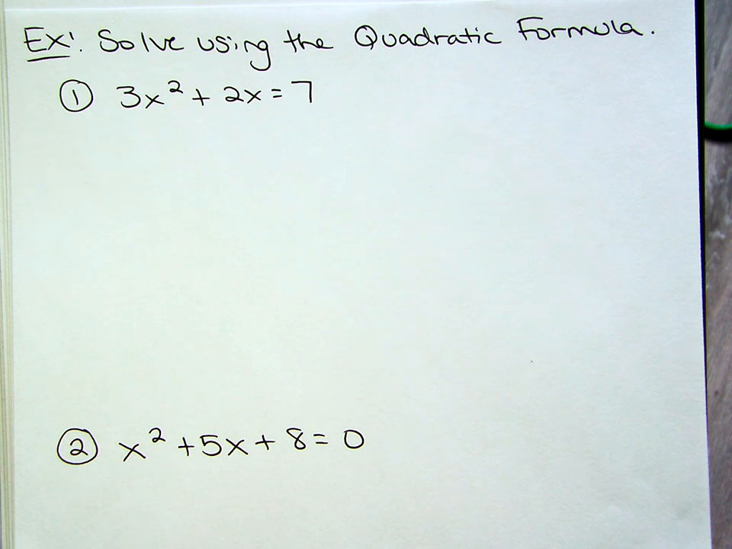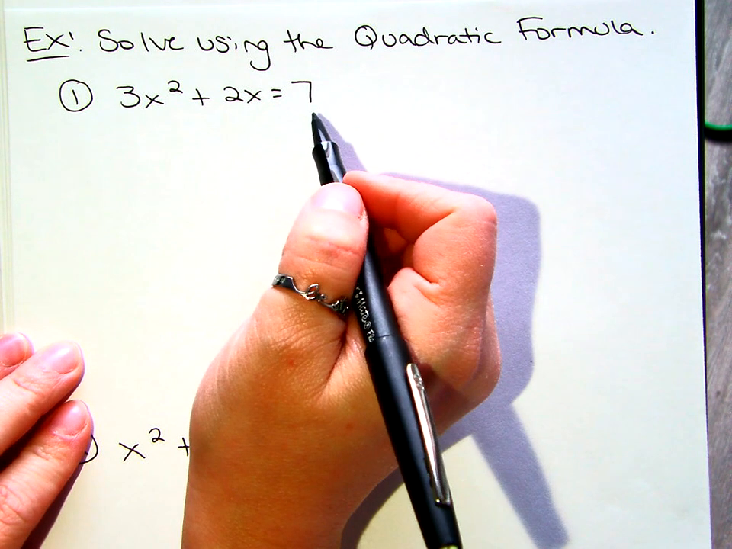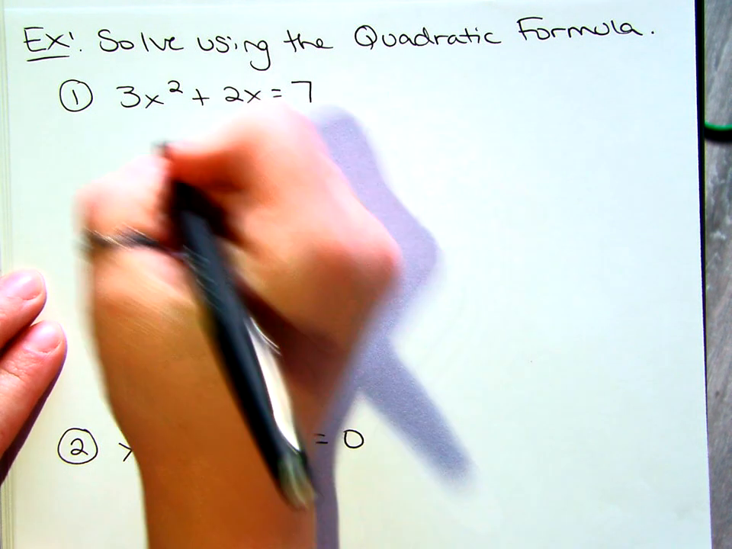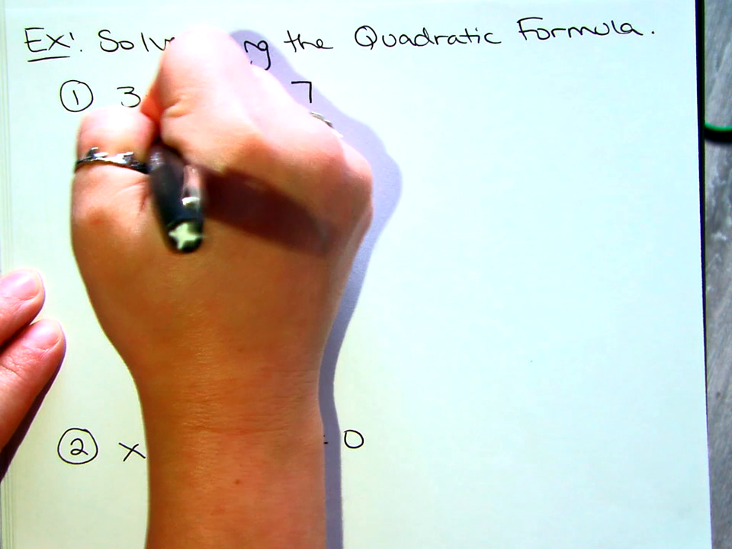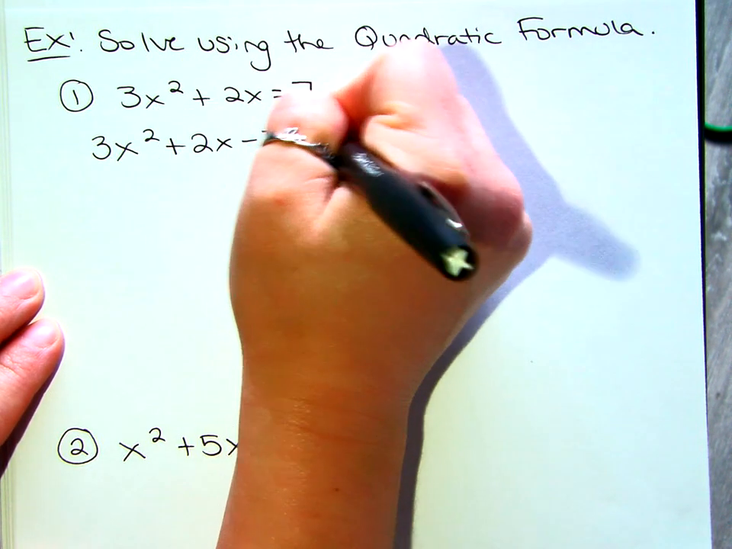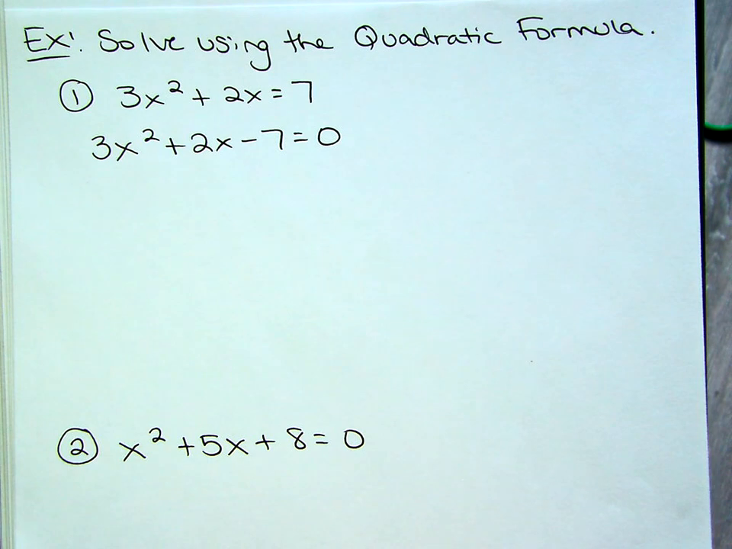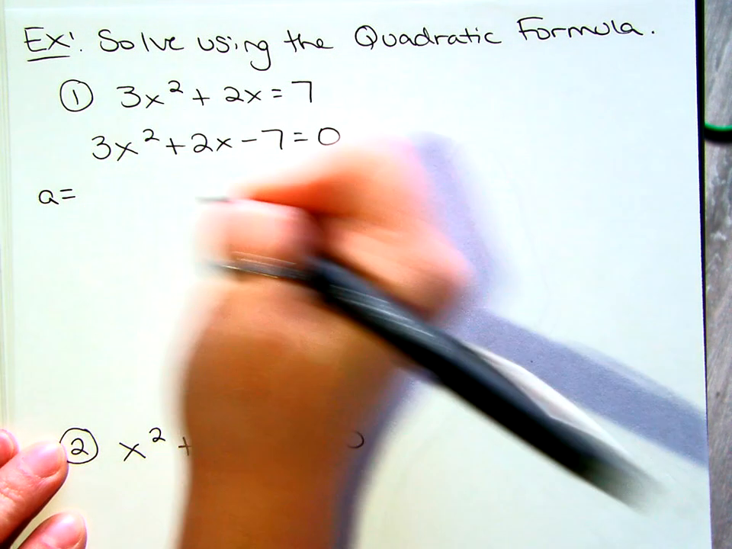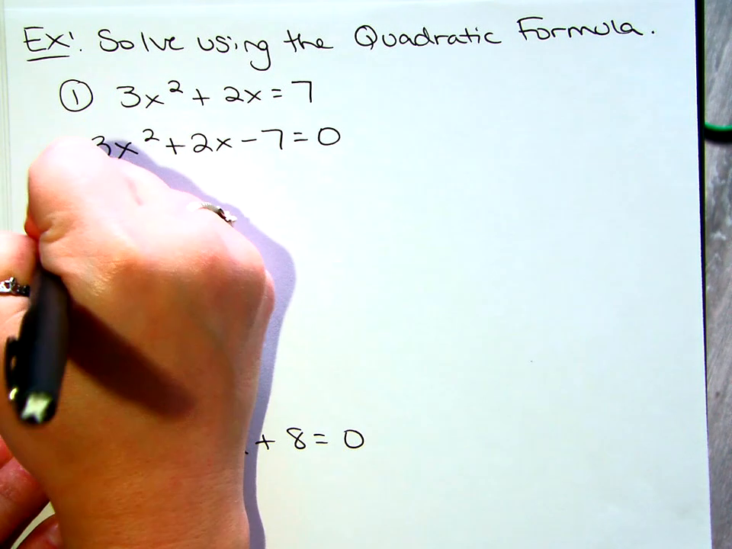then I would say step 1, make sure that your equation is written as ax squared plus bx plus c equals 0. This one is not, our constant is on the right-hand side, so I'm going to subtract it over so that I have 3x squared plus 2x minus 7 equals 0. Once you have it written like this, I would make a list of what a, b, and c equals, and then you do a plug and chug to solve using your quadratic formula. So I have a equals 3. I have b equals 2, and I have c equals negative 7.